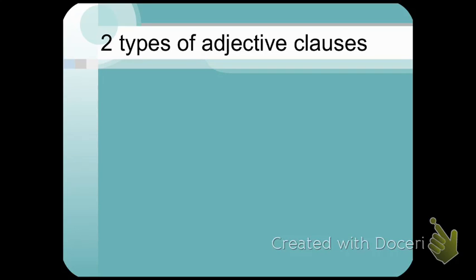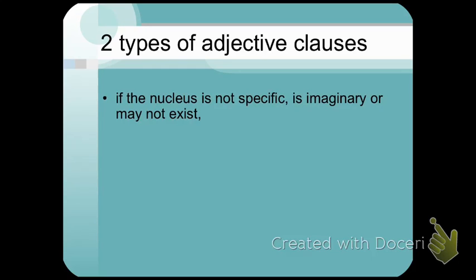All right, so there's 2 types of adjective clauses because there are 2 types of those nucleuses, 2 types of dogs. So, if the nucleus is not specific, if the nucleus is imaginary, or if it may not exist, or we flat out say it does not exist, then the second verb, bark, for example, is going to be subjunctive. Okay, so if it doesn't exist, if it might not exist, if it's imaginary, or if it's just a generalization, if it's not a specific thing, then you're going to use subjunctive.